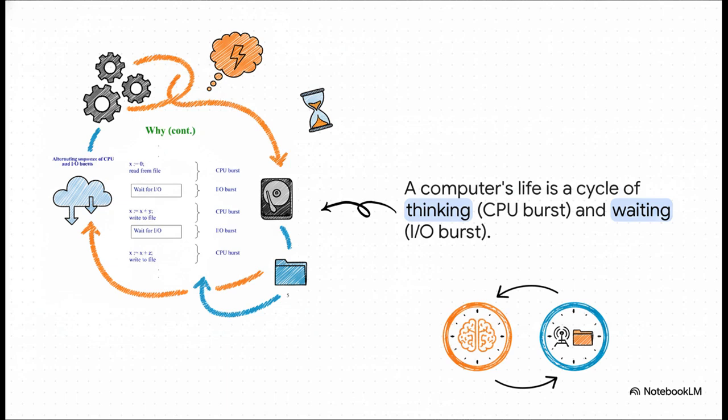Now here's the key insight. Programs don't just run non-stop. They actually work in these short, intense bursts of pure calculation. That's what we call a CPU burst. And then they stop. They have to wait for something, maybe for you to type something or for a file to download. That's called an I/O burst. And those little moments of waiting, that's the golden opportunity. That's the moment the CPU can switch to doing something else.